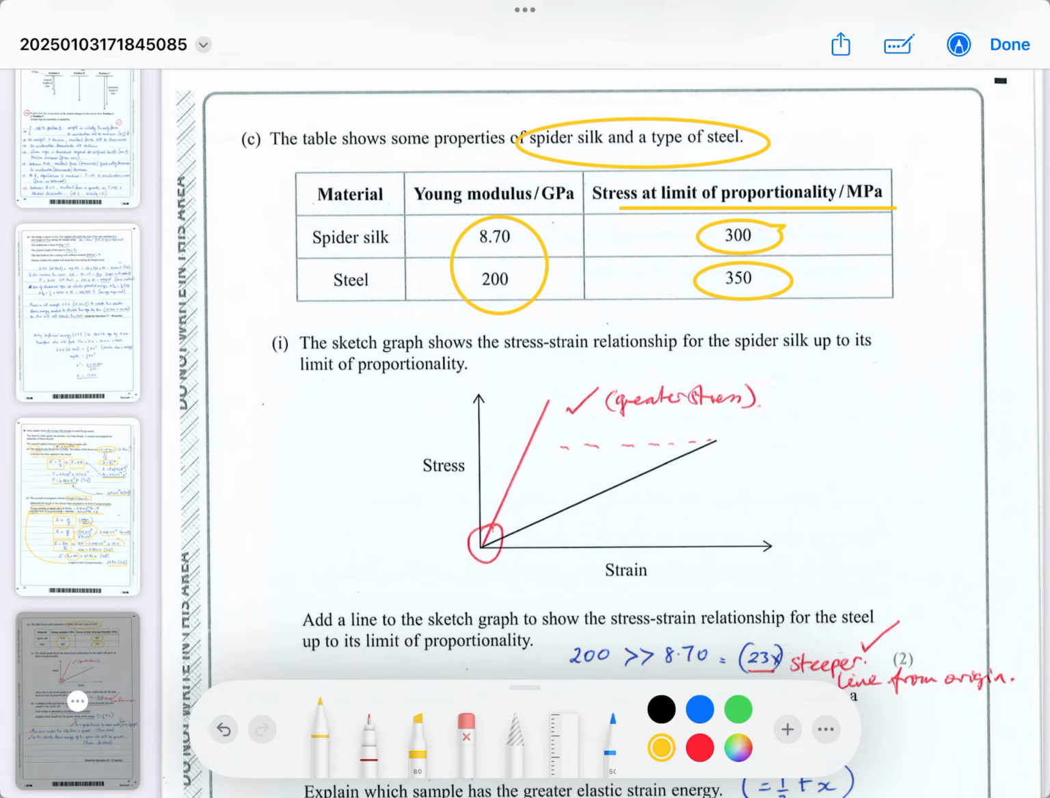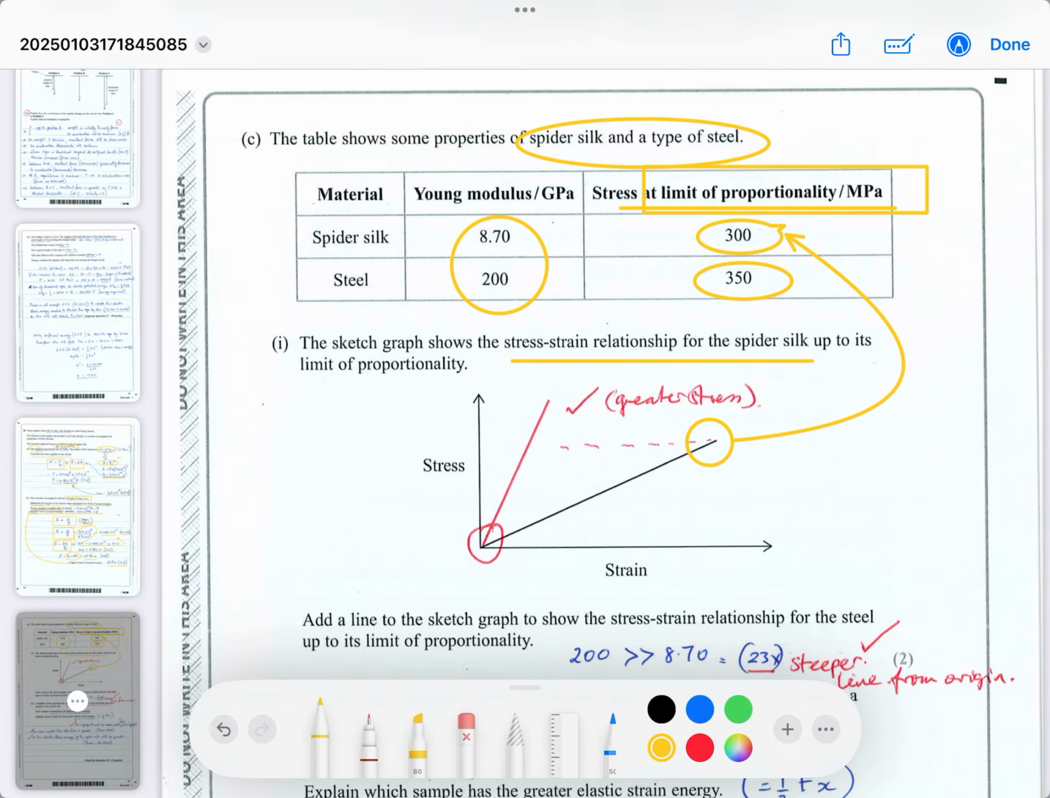Okay, so we've got to use this information. It then says the sketch graph shows the stress-strain relationship for the spider silk. So that's the line they've drawn, up to its limit of proportionality, which we just spoke about. Okay, so we're using the information in the table. So over here would be 300 megapascals. Here will be 300 megapascals for the silk.